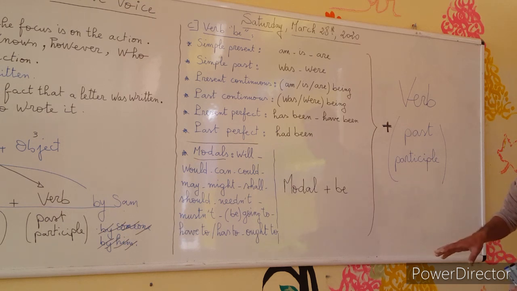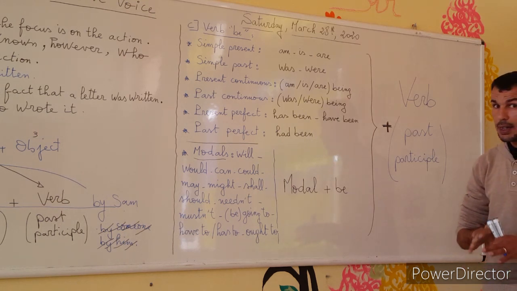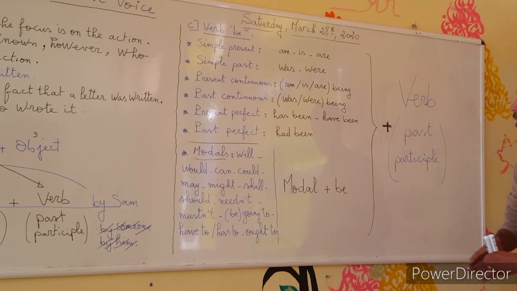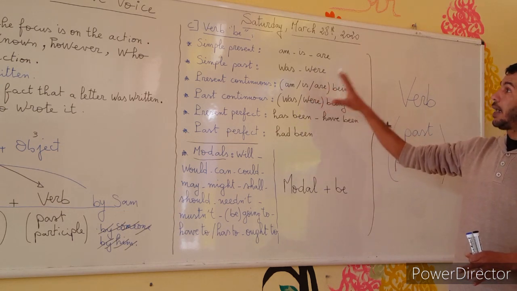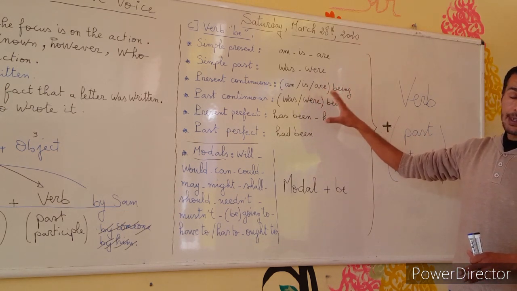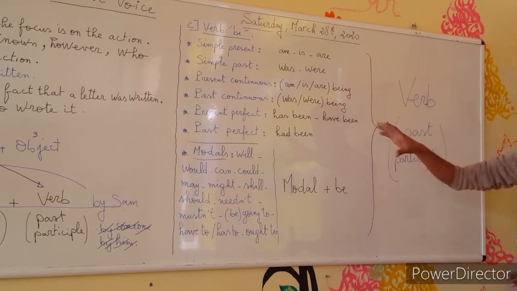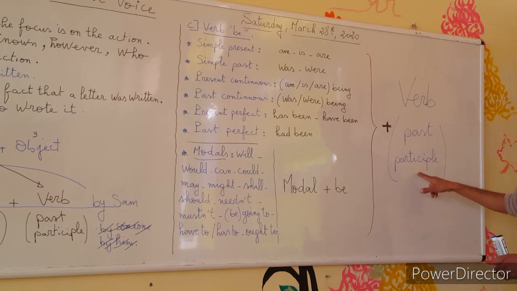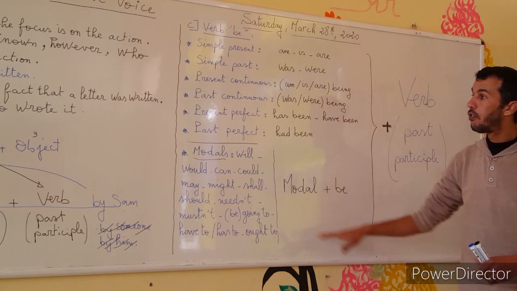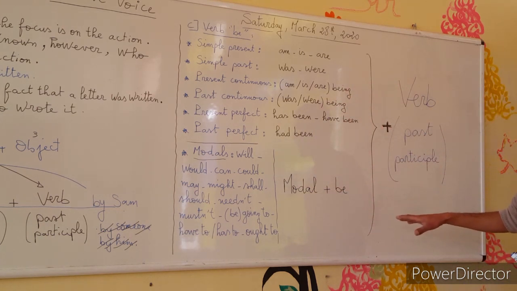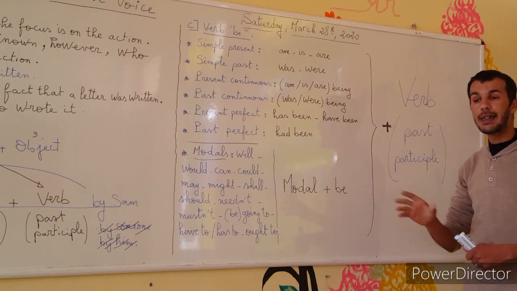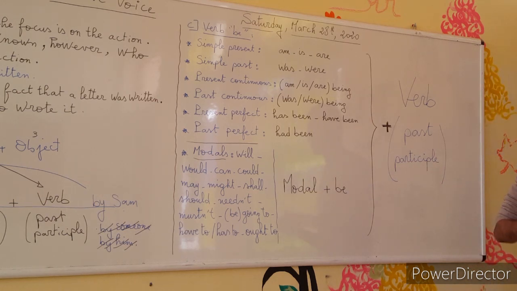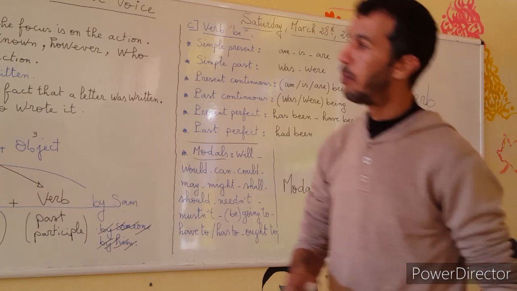And when we want to put this in the passive form, we put the verb be in the tense of the verb, and the verb always in the past participle. So with all these forms of the verb be that you have here, the principal verb in the active sentence, when it is in the passive, must always be written in the past participle form. Here we go.